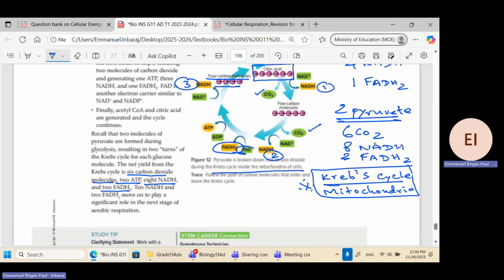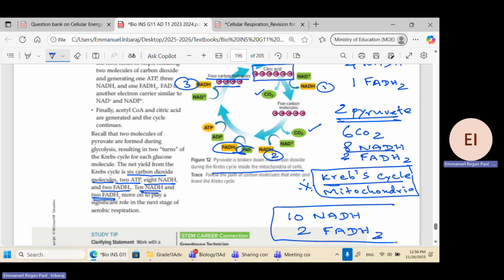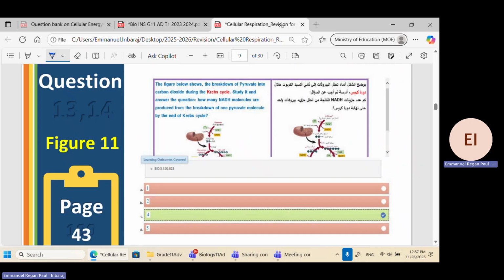So 8 NADH plus 2 NADH, so totally 10 NADH and 2 FADH2 will now go to the next stage. What is the next stage? Electron transport chain. So keep this in mind, it is very important. Let's look at the questions here.